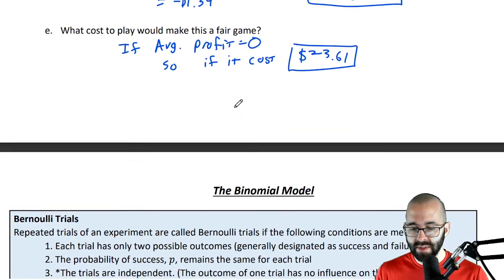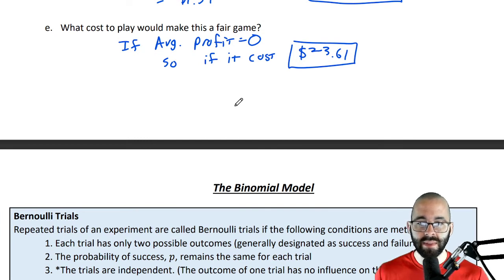All right, that's the examples video on discrete probability. Next, we're going to get into a special kind of discrete random variable called a binomial variable.